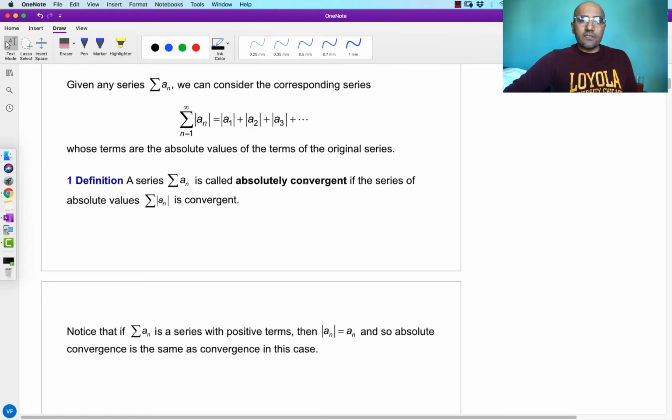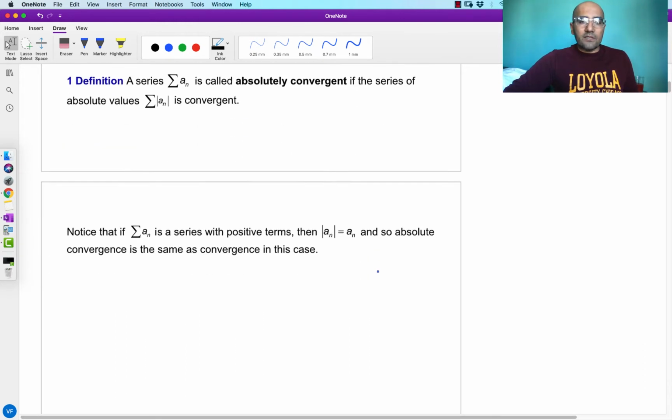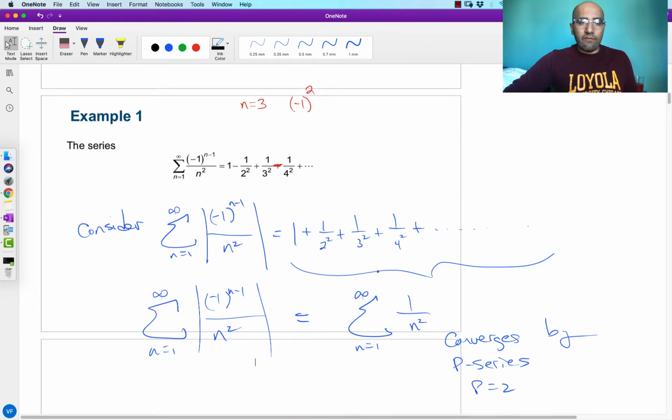So a series is called absolutely convergent if the series of its absolute values is convergent, right? So at this point, we've established that the original series is absolutely convergent because when we took its absolute value, we found that it was convergent, right? So now back to the original one that has the plus minus, we've been able to conclude that this one is absolutely convergent.